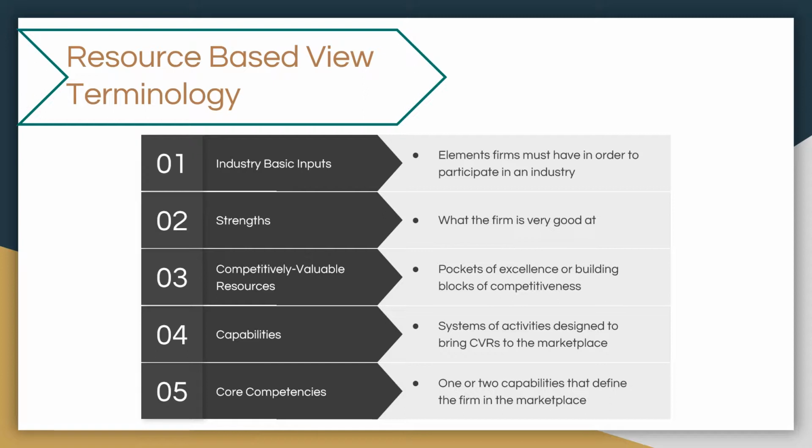Strengths would be defined as what the firm is very good at. Competitively valuable resources is defined as pockets of excellence or building blocks of competitiveness. Capabilities would be defined as systems of activities designed to bring CVRs to the marketplace. And lastly, core competencies, the one or two capabilities that define the firm in the marketplace.